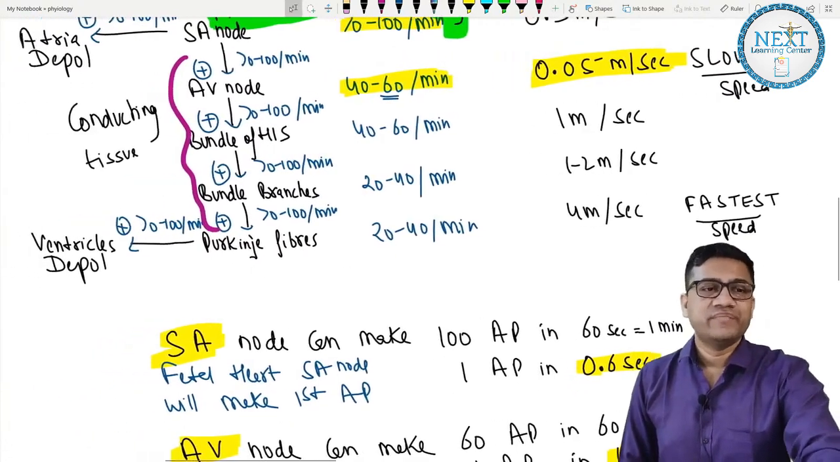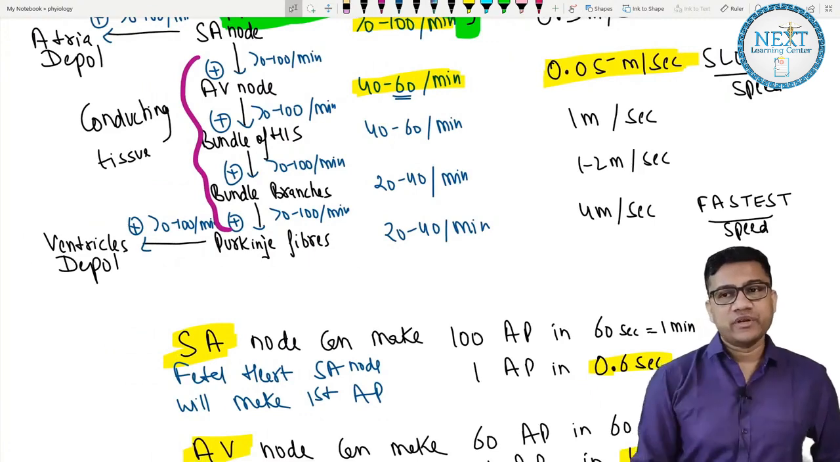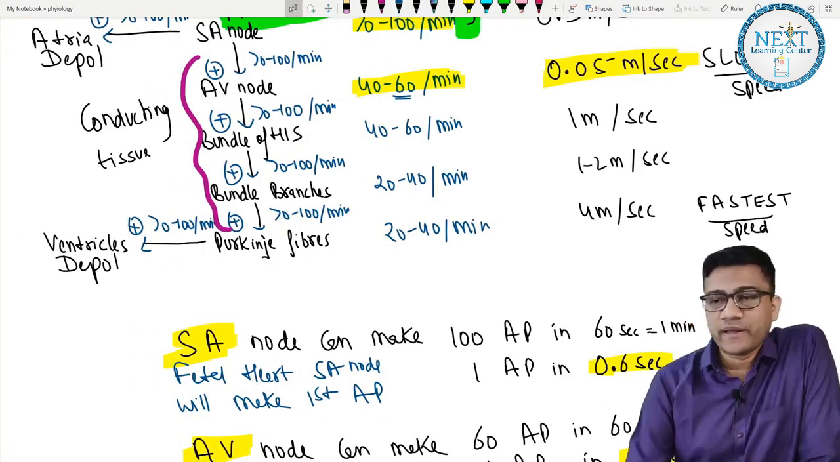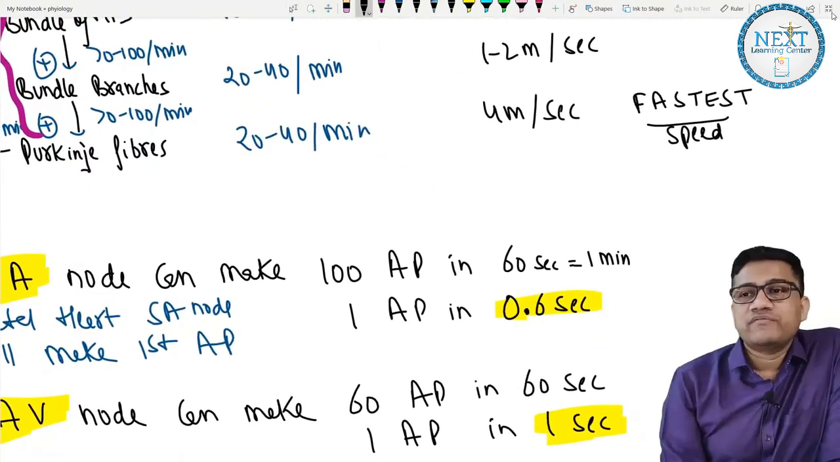Okay, fine. So ventricles will depolarize. So who's the fastest and who's the slowest? This is a very important question. So what is the fastest speed?